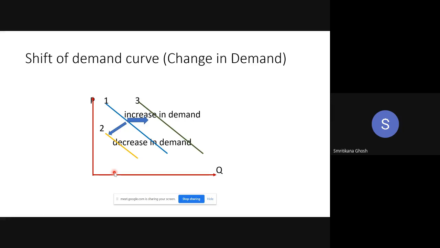I will explain why it will shift to the left or to the right. But before that, if you have any problem with that shifting, this is your time to ask.